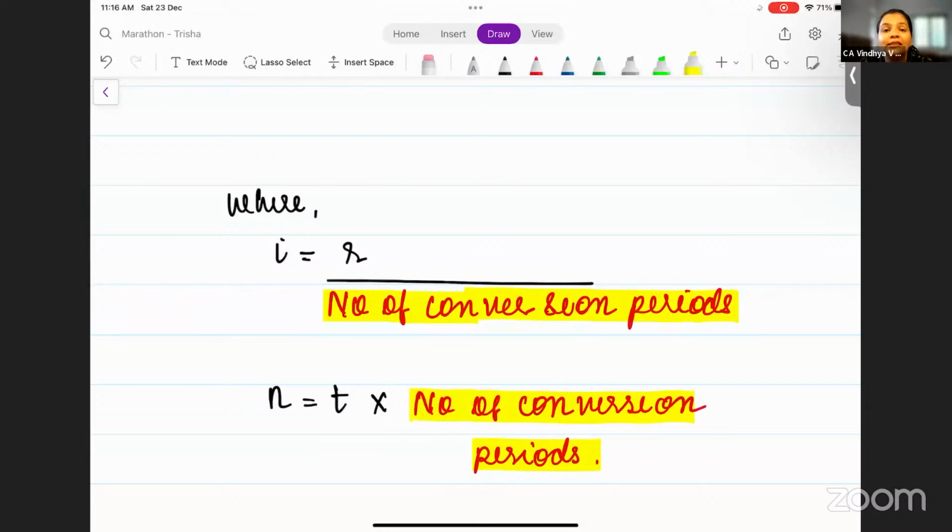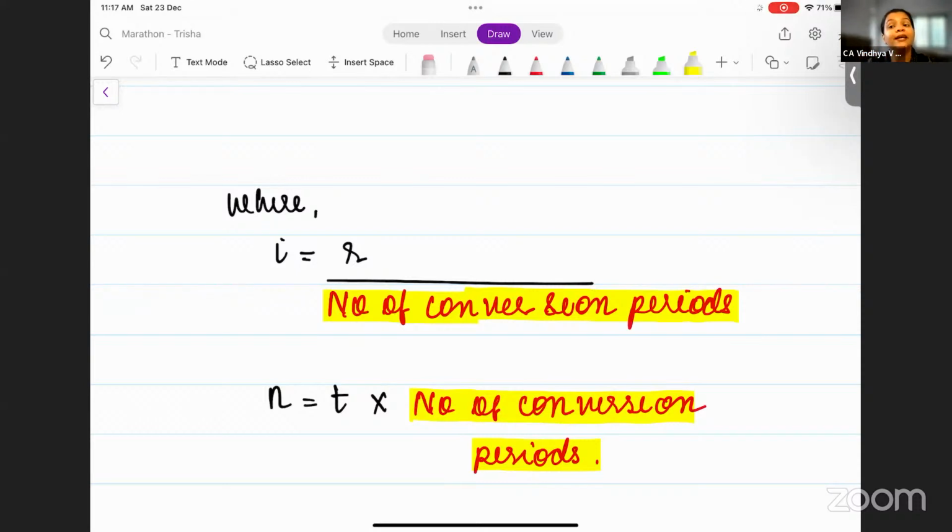So what is this? If compounding is done annually, how many times is interest added to the principal? Once a year, correct? So that is your number of conversion periods. Now, if compounding is done semi-annually, that is once in every 6 months, how many times is interest added to the principal in a year? Twice. So 2 is your number of conversion periods.